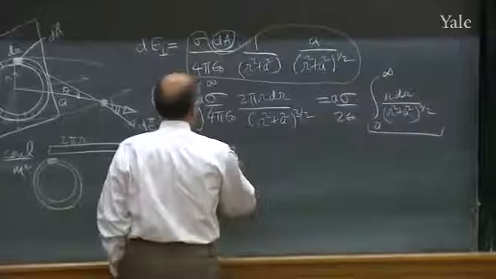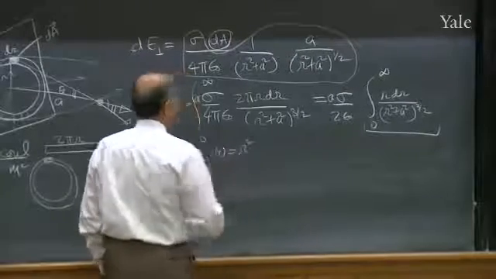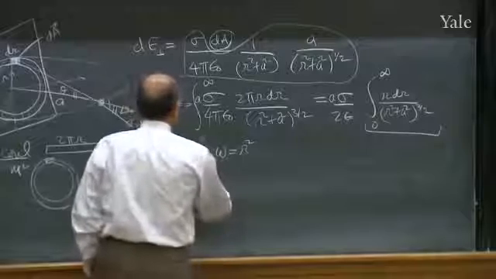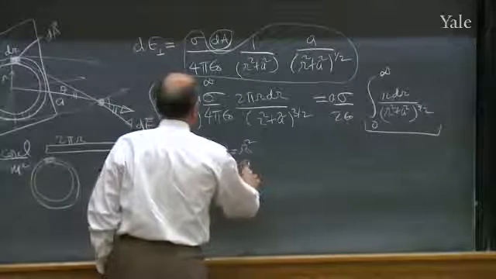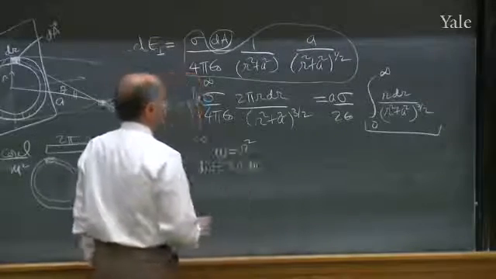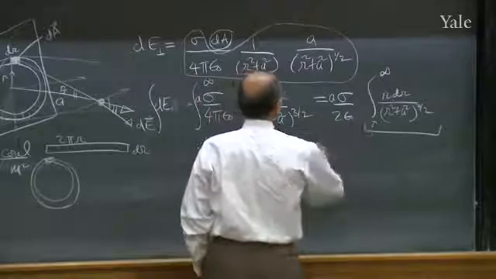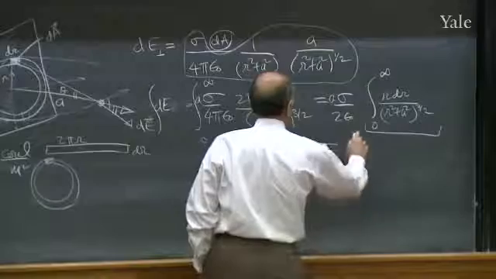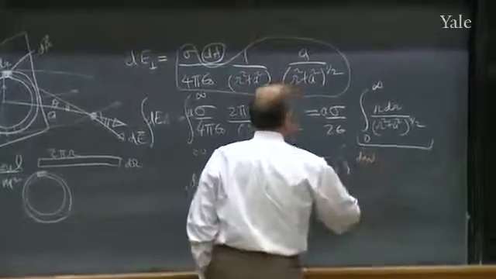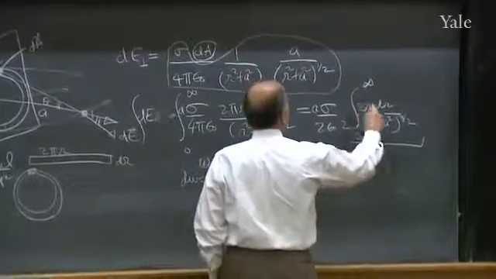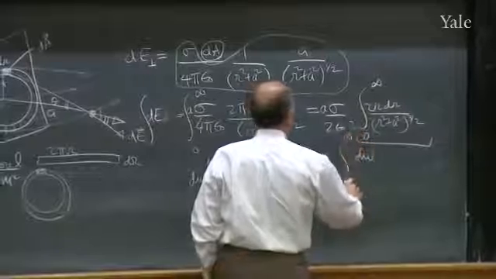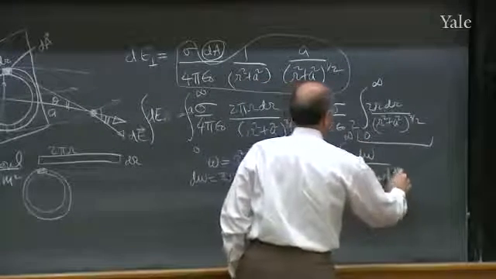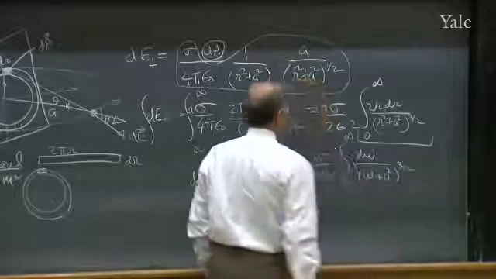I will say let w equal to r squared. Then dw is equal to 2r dr. So if I come here, I can write it as sigma over 4 epsilon 0. I borrow 2 top and bottom to make it dw. w also goes from 0 to infinity, but now I get w plus a squared to the 3 over 2.